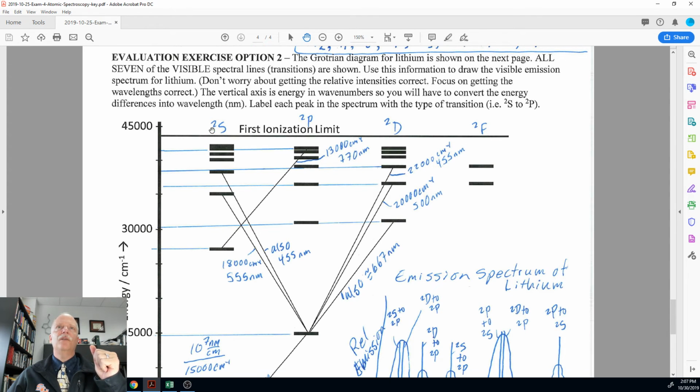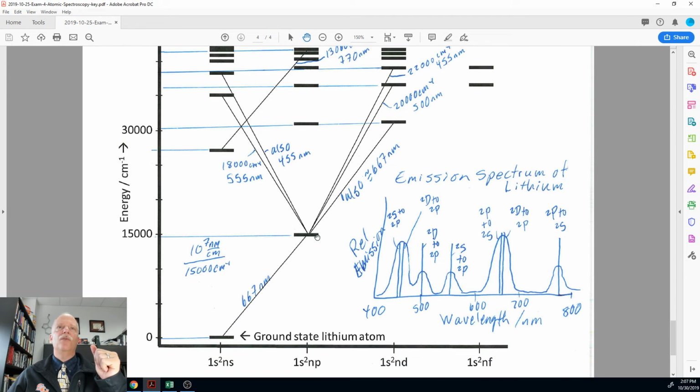So all you have to do then is find the energy differences for this line. Coming across, that's approximately 15,000. This is set to 0. So this difference is 15,000 wave numbers. Converting that to nanometers, that's 667 nanometers. It's pretty simple. You just take 10 to the 7 nanometers per centimeter and divide by the wave number difference between these energy levels. Doing this for this one, this is also about 15,000 wave numbers, and so it's also 667.